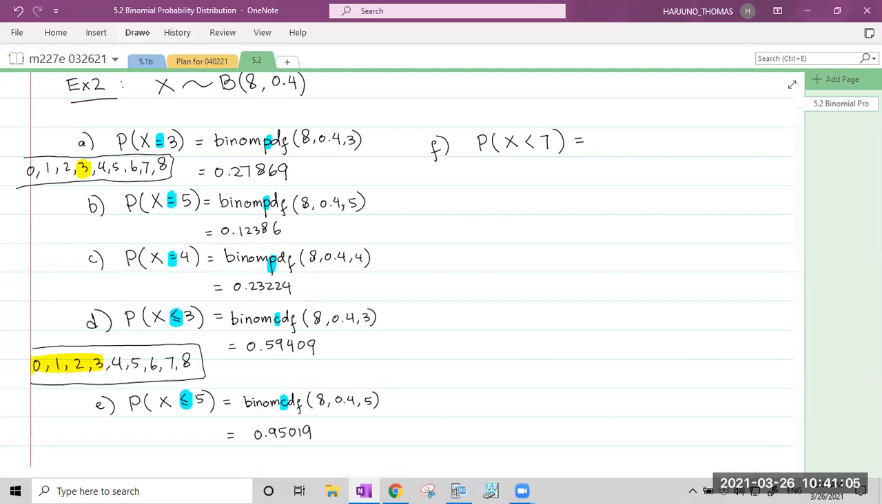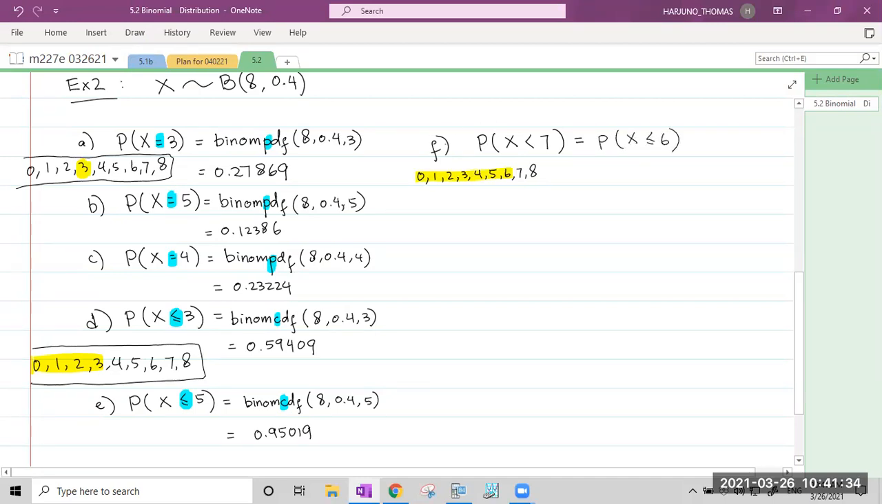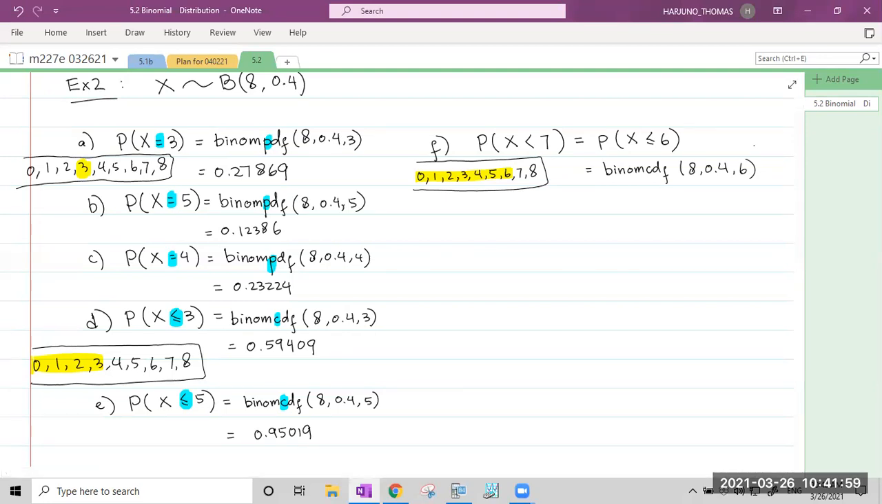Less than 7 successes. Less than 7 means up to what? So 0, 1, 2, 3, 4, 5, 6, 7, 8, right? Okay, less than 7 refers to up to 6 only, right? Now, let me write down the adjusted probability notation. So probability that X is at most 6, such that when you use your calculator, the calculator notation will be Binomial Cdf 8, 0.4, up to 6, not up to 7. Less than 7 means up to 6 only.